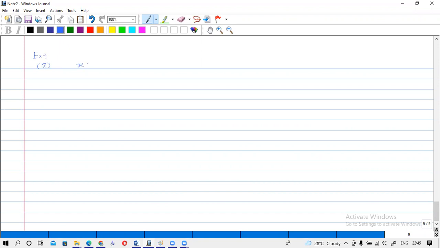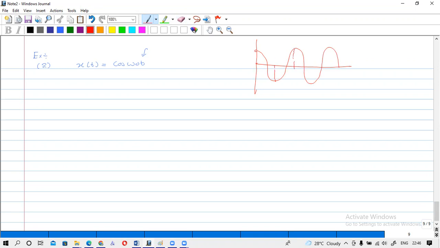So let's say we are given a signal x(t) is cos omega naught t. We have to find the Fourier series representation of this signal. So this is a sinusoidal signal, and the signal will be like this.